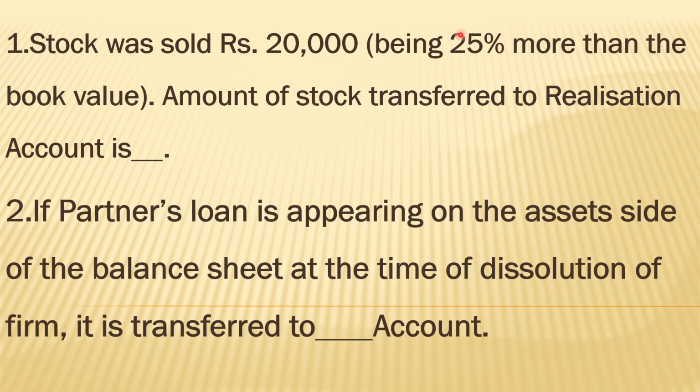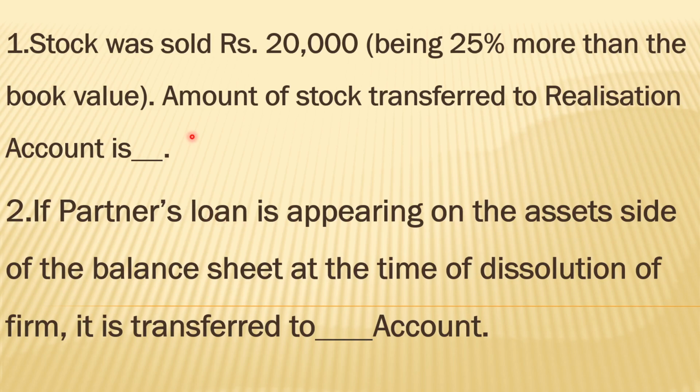Now here, this is the hint: the stock is being sold at 25% profit, more than the book value. So when the book value is 100 rupees, then the selling price is 125. So you can use the unitary method. We have to find out the book value. So when 125, then 100, and for 1, it is 100 by 125. So when 20,000, then what will be the amount here? Easily you can find out: 20,000 into 100 divided by 125. That amount that will come will be the answer here.